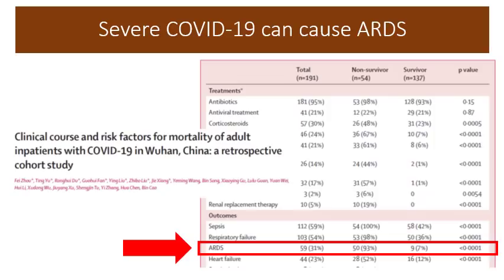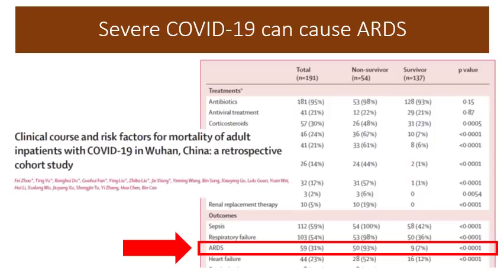What I want to show you is what the arrow points to at the bottom. So if you look at the columns, the first column up here refers to the total number of patients, which was 191. The next column over shows the non-survivors, that is the people who died. So there were 54 people out of the 191 who died of COVID-19 in this cohort, and 137 people survived. So if you look at the ARDS row at the bottom, you'll see that of the total 191 patients, 59 of them developed ARDS. So that's 31%.